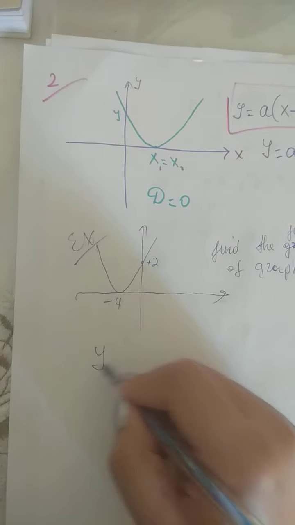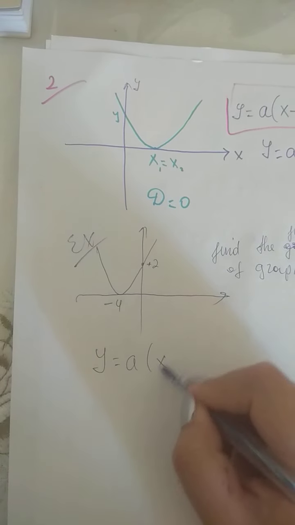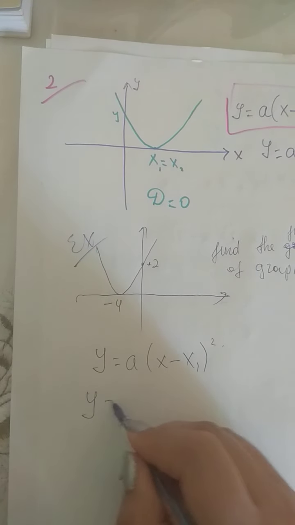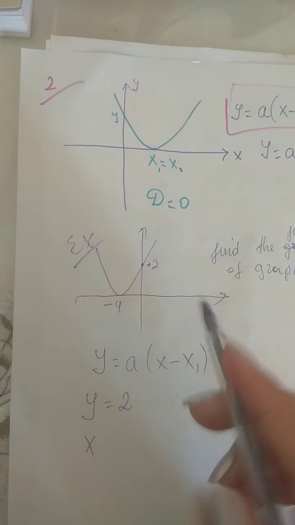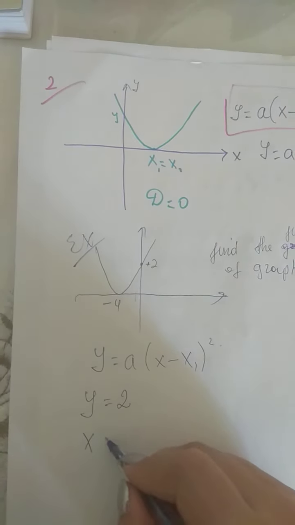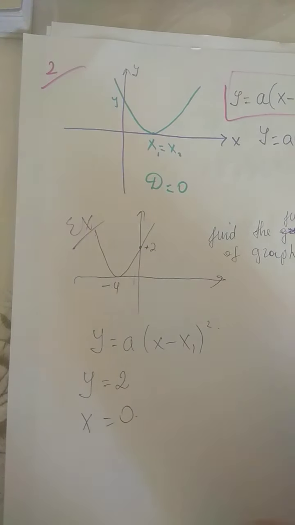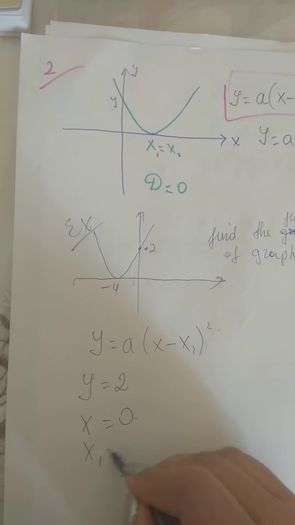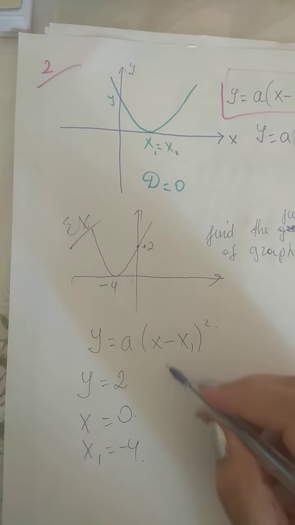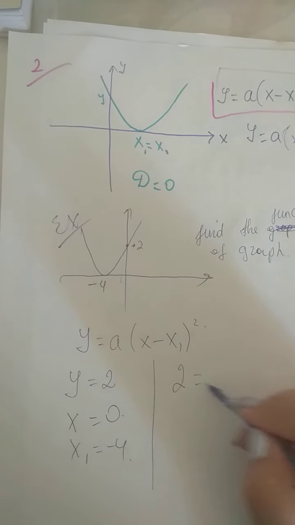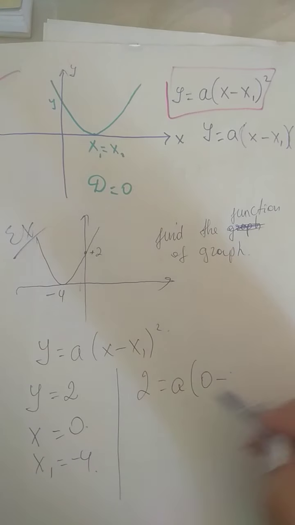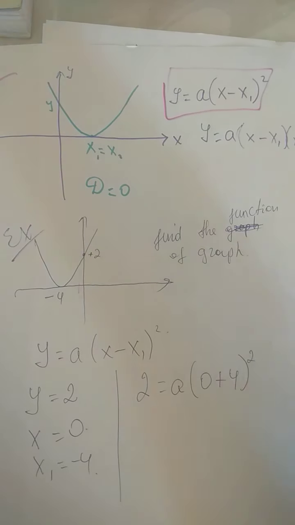Guys, again, we have a formula: y is equal to a multiplied by (x minus x1) squared. Let me find what's your y. y is +2. What's your x? We know that if the graph intersects the y-axis, then at that point x is 0. You know that from the previous example. Then what's your root, x1? It's -4. You have only one root, and that's why it is -4. Then substitute y, which is 2, is equal to a multiplied by (0 minus -4), minus and -4 gives +4, squared.